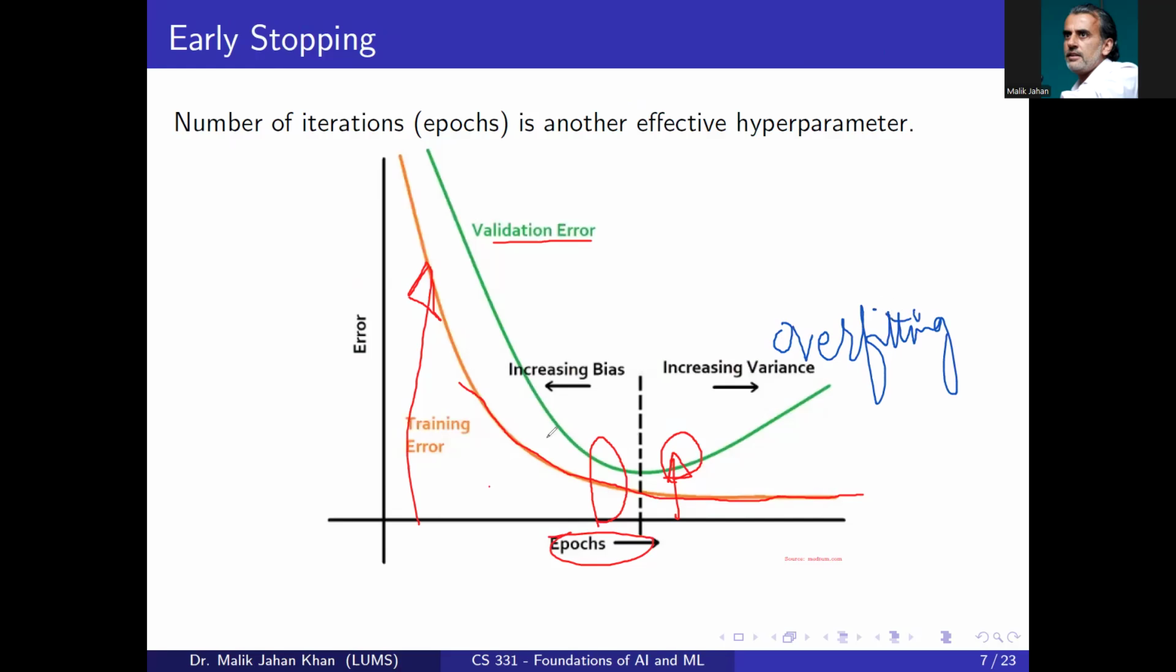And what is the opposite extreme where the bias is high? So the other side is underfitting.